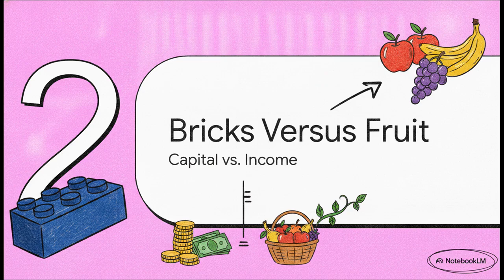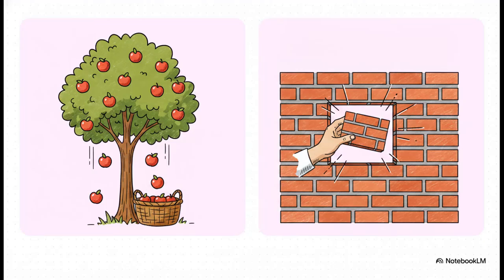Moving on to Section 2. Bricks versus fruit. Let's talk capital versus income. And this brilliantly illustrates the core difference between these corporate actions. I want you to think of a standard dividend as the fruit, right? It's a distribution of a company's earnings. It's the shiny new value grown organically because the business is operating successfully.